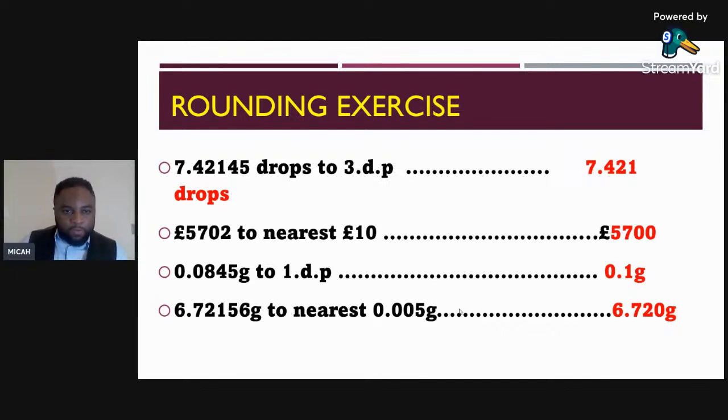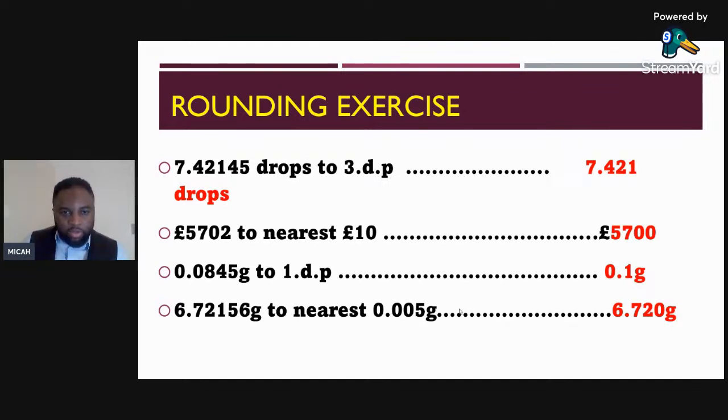The third one, to 1 decimal place, very easy. 0.0845 to 1 decimal place is 0.1, because all you're doing is looking at where the 1 is going to be sitting in your number. That one will be sitting at the 0 just after the decimal point. What's behind it is 5 or more. So 8 is more than 5. You round up and it becomes 0.1 grams.